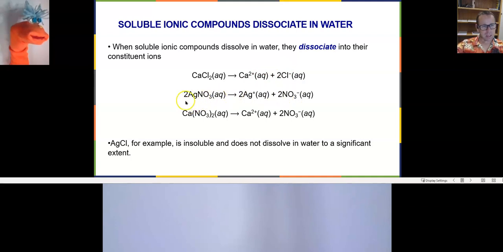All right, and notice how if I have two units of silver nitrate here, then I end up with two silver ions and two nitrate ions. Calcium nitrate has one calcium and two nitrates, therefore I'm going to get one calcium ion and two nitrate ions. Nitrate ions, that's right. Good. Thanks.